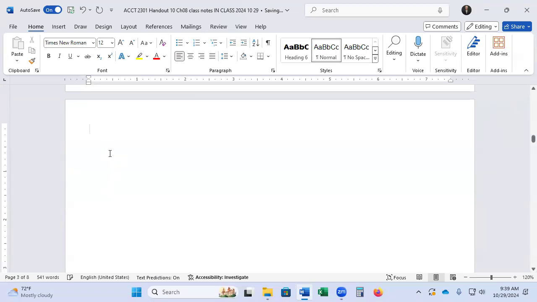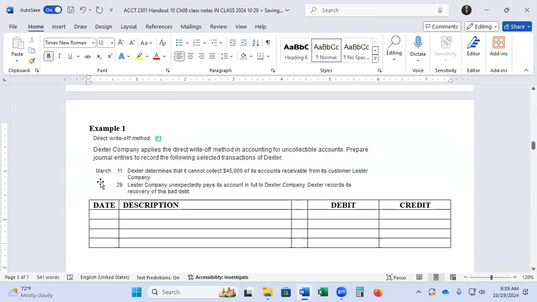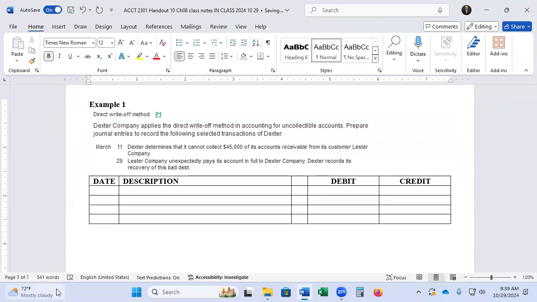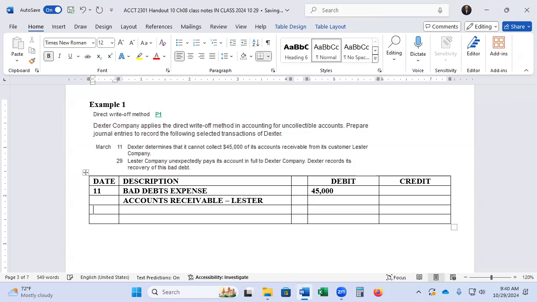Now moving on to example 1. So this company applies the direct write-off method. So we have to prepare the journal entries. It says Dexter determines that it cannot collect 45,000 of its accounts receivable from customer Lester. So on the 11th, we're going to record bad debts expense, and that's for 45,000. And we're going to credit accounts receivable Lester for 45,000.